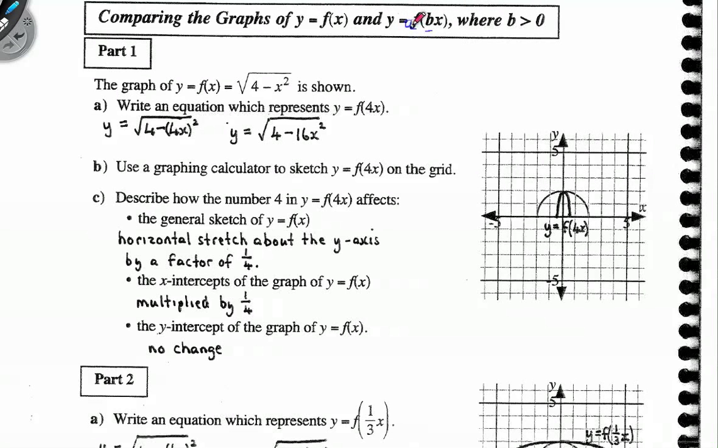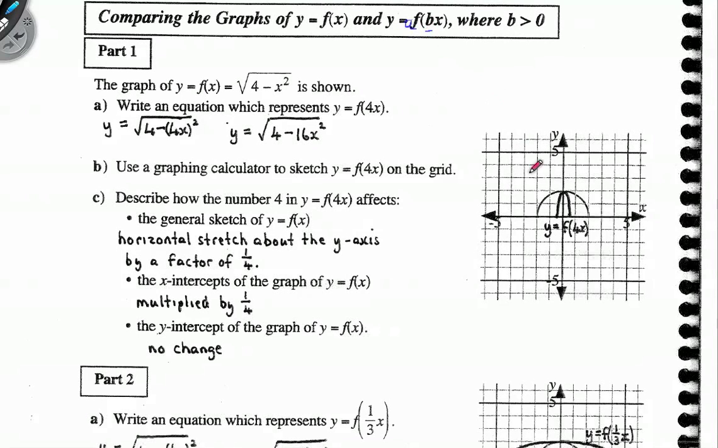The a really affects how the graph looks height-wise. It affects the y values, so it's a stretch from the x-axis. Stretching is if it's tied down to the x-axis and stretching up or down in the y direction. But the b value actually is a stretch along the y-axis.